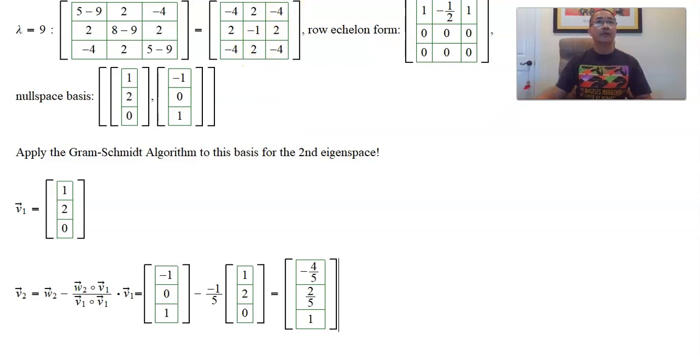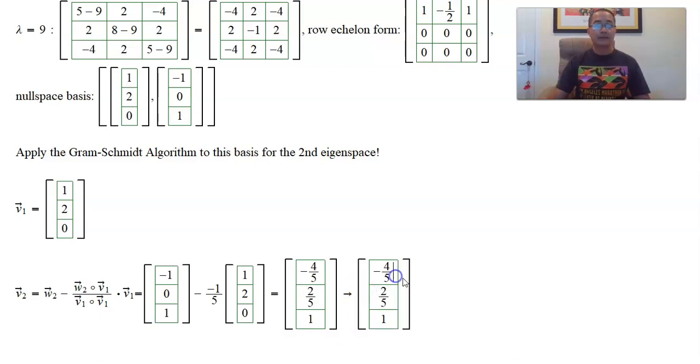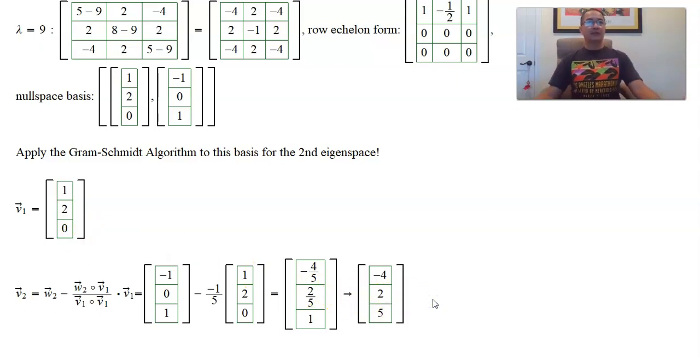Of course we don't like fractions, so let's turn that into -4, +2, and 5. Okay, there you go. Let's check that this vector is orthogonal to this vector. -4 plus 4 plus 0. You get 0. Okay, excellent.